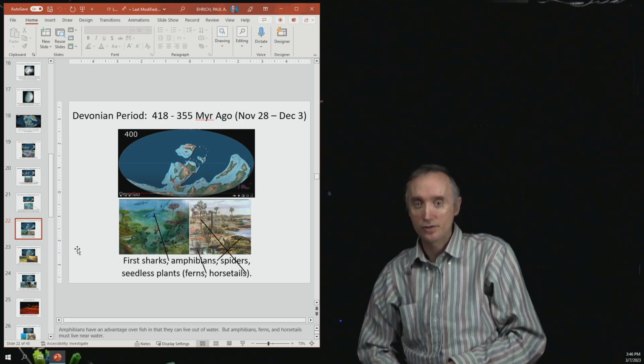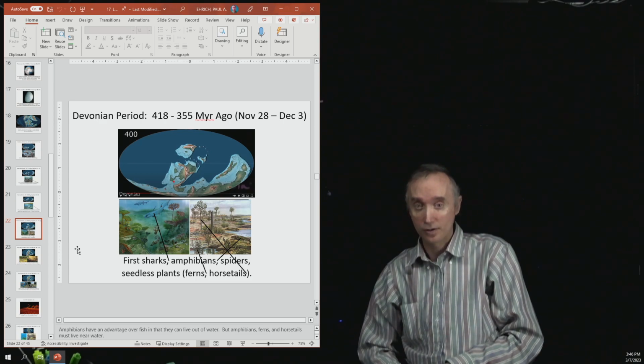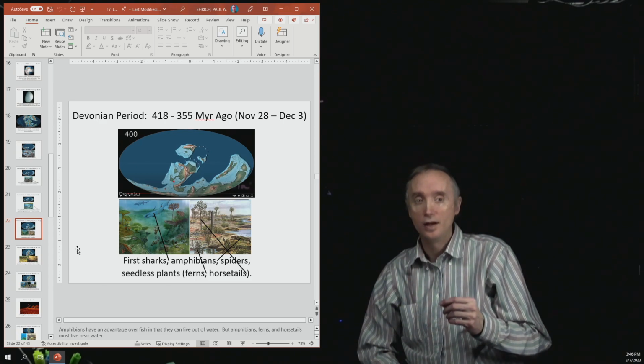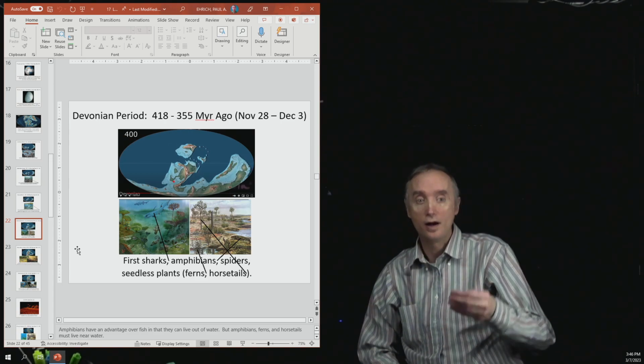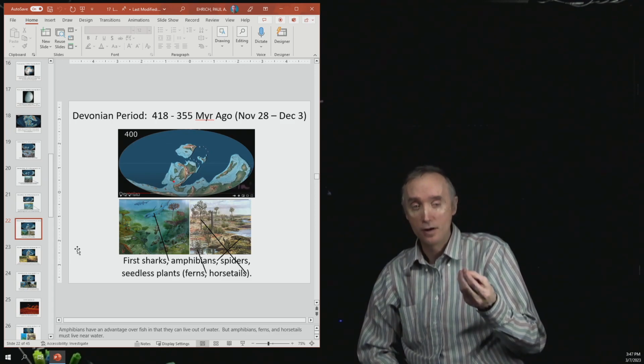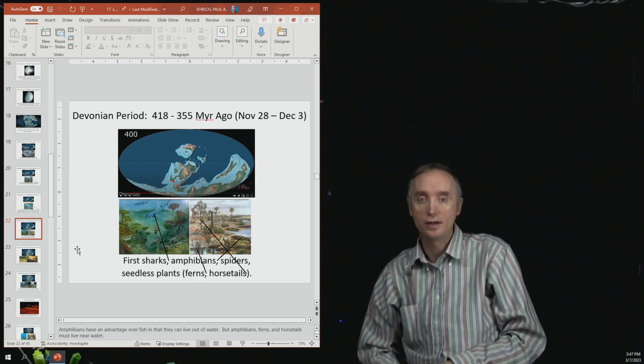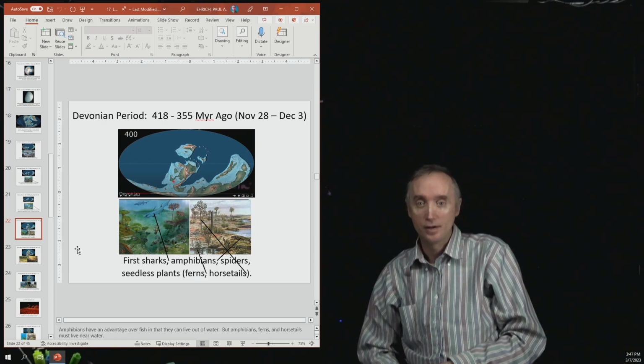So what advantage does a seedless plant have over the other plants that would have existed during this time period? Well, it is going to have its spores underneath the leaves so that they are better protected against the elements and better protected against predators.